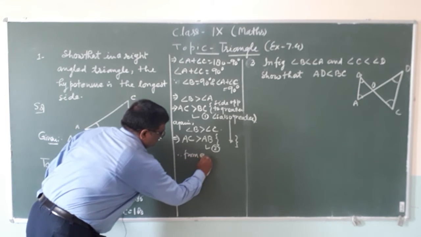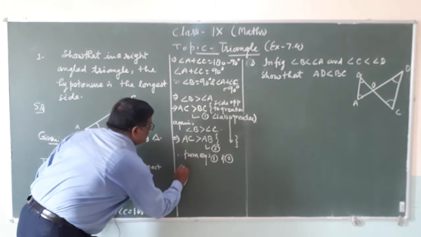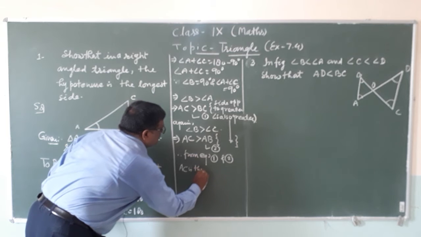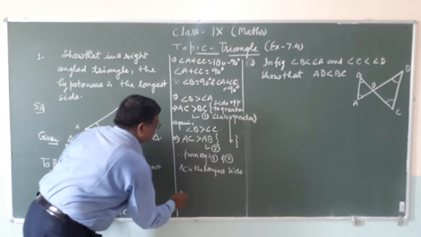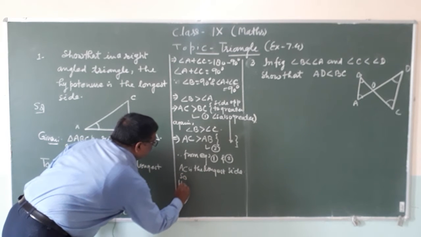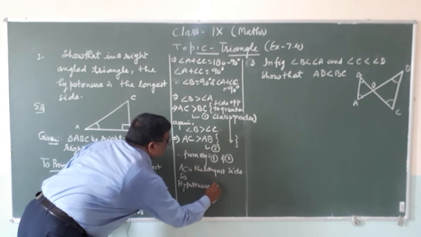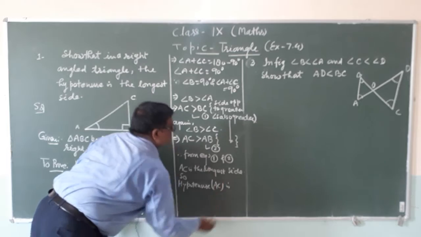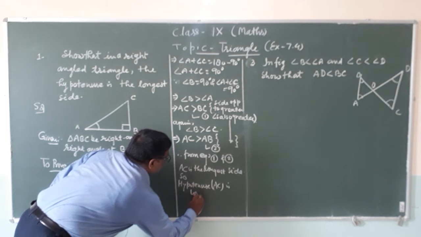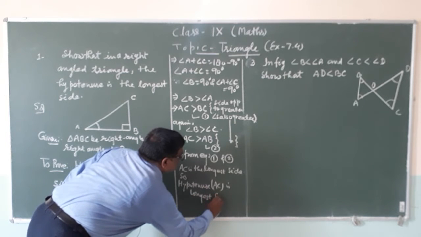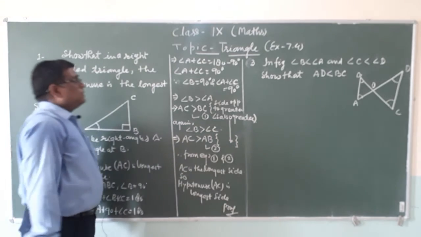Therefore, from equation 1 and 2, AC is the longest side. So we have also said that hypotenuse AC is the longest side. This is the proof of equation 1. Now we have to prove the first question.